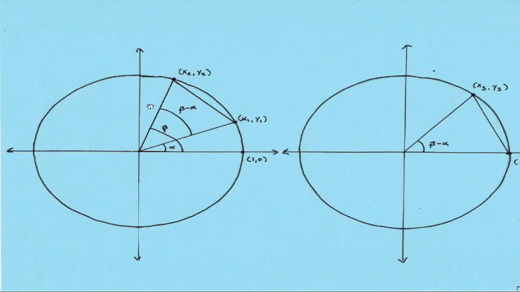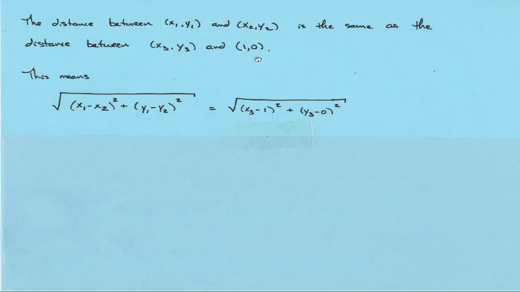For the triangle in the first circle, we'll notice that because that angle is beta minus alpha, the distance between x sub 1, y sub 1 and x sub 2, y sub 2 should be the same as the distance from 1, 0 to the point x sub 3, y sub 3 on the second unit circle. And that's going to be important. And since the distance between those will be the same, it means we can write down an equation.